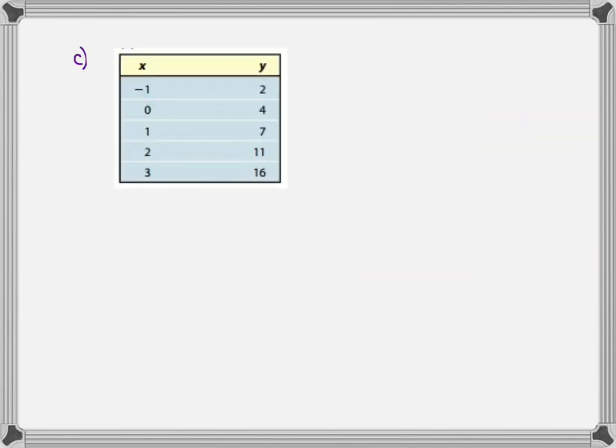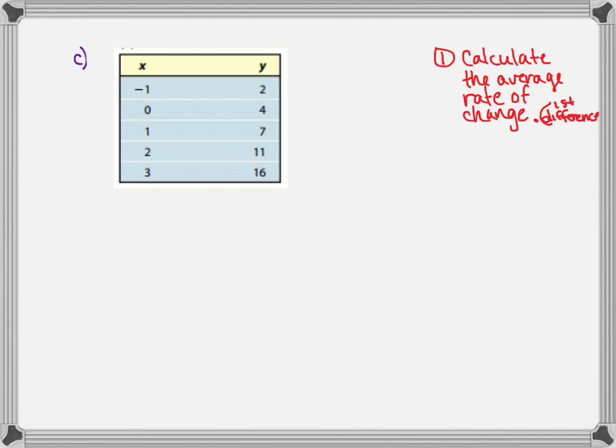Here we have a third table of data. Okay, let's calculate the average rate of change, or the first differences. And we get 4 minus 2 over 0 minus -1, which is 2. And then 7 minus 4 over 1 minus 0, which is 3. And then 11 minus 7 over 2 minus 1, which is 4.